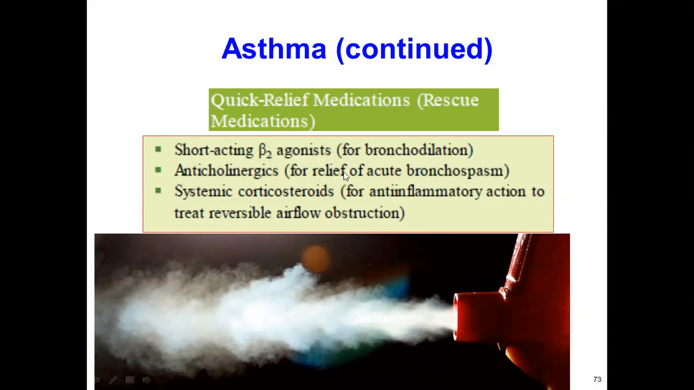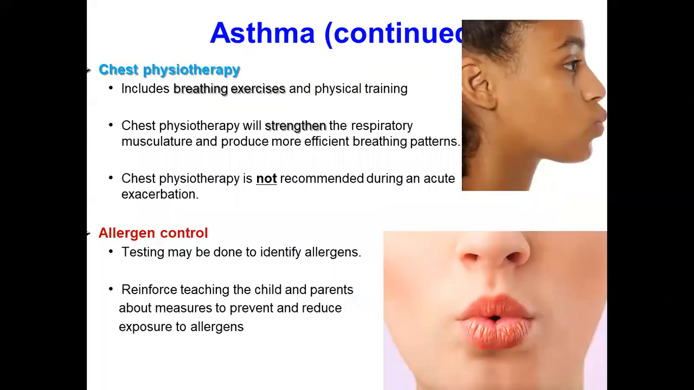Anticholinergics for relief of acute bronchospasm. The most common anticholinergic medications we use are atropine or ipratropium bromide. Also systemic corticosteroid for anti-inflammatory action to treat reversible airflow obstruction. Usually we use methylprednisolone or prednisone to decrease the airway inflammation. What else?